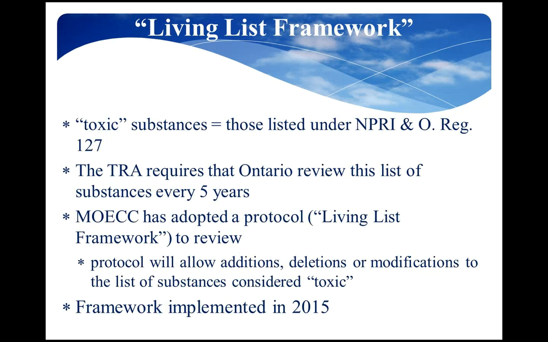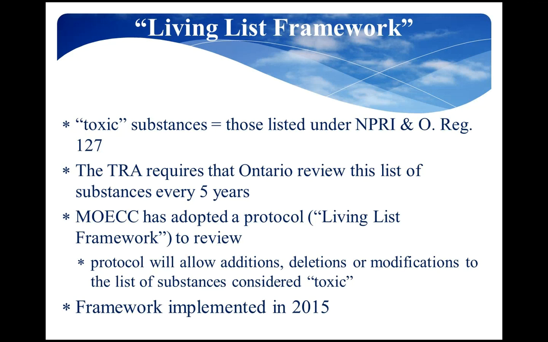Under TRA, a toxic substance is considered those listed under NPRI and OREG 127, but the Act does require that Ontario review the list every 5 years. So the Ministry has implemented what they call the Living List Framework, and it's a protocol that will allow the additions, deletions, or modifications to the list of substances considered toxic. Before this framework was implemented, basically any changes to NPRI and OREG 127 followed through to the Act.